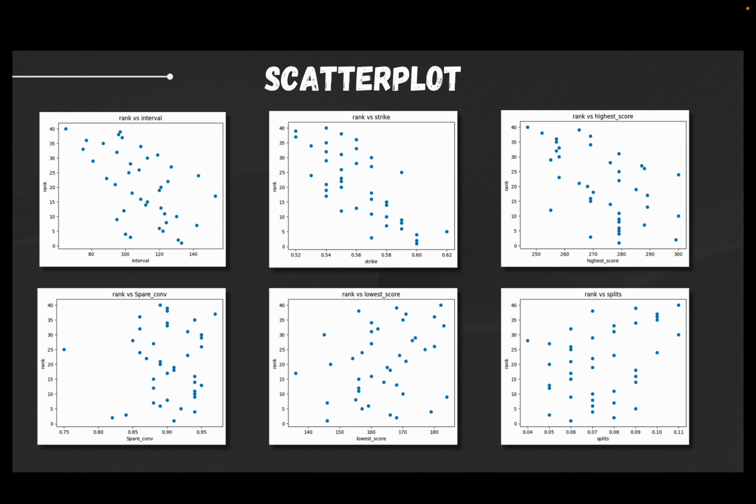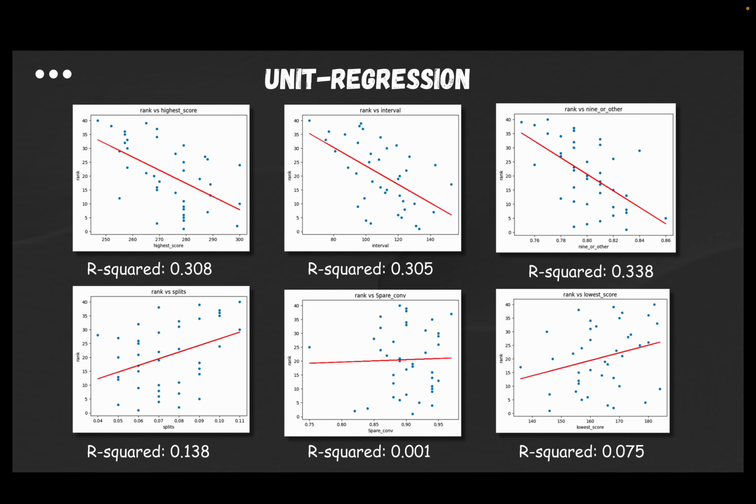To explore the relation between the data and ranking, I created a set of scatter plots. The strike rate, interval, and highest score showed a clear trend with ranking. However, the spare conversion data lacked notable patterns, and other data points such as lowest score and split show a weak trend. I then applied regression lines to explore the relation further.